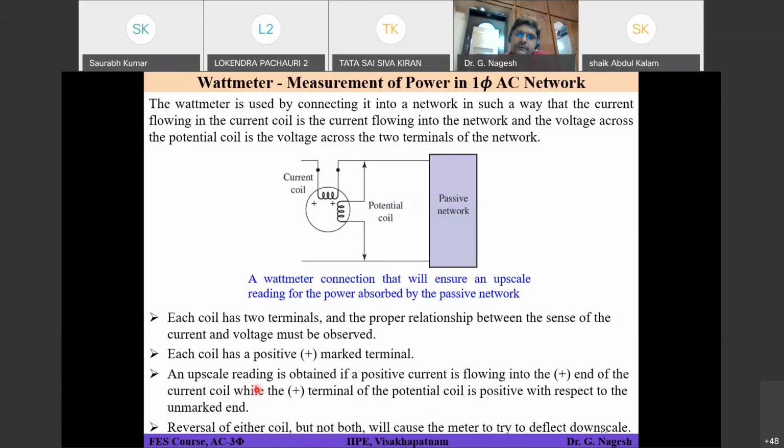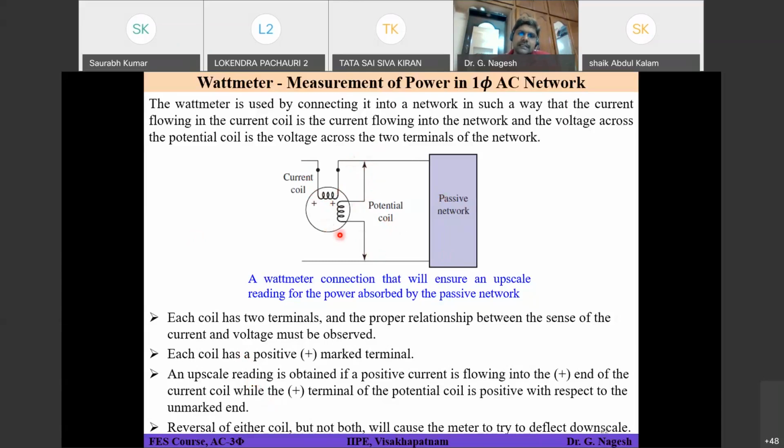After entering and leaving the current coil, how does the current flow, sir? It's a series circuit, na? Right. So after coming from the current coil, it has two parts. One is the potential coil. It can flow through the potential coil, and it can flow through your passive network. But the current which will flow through your potential coil will be very negligible.